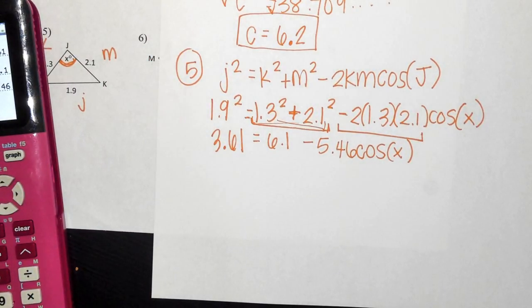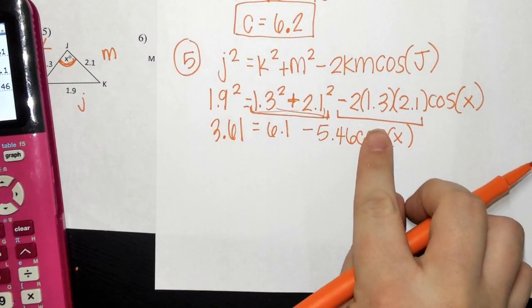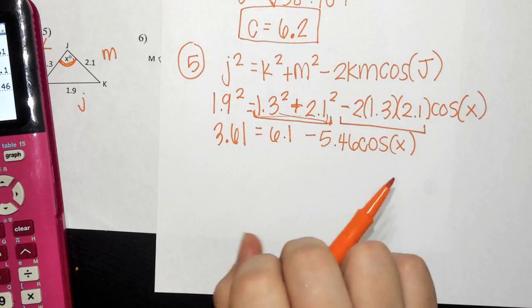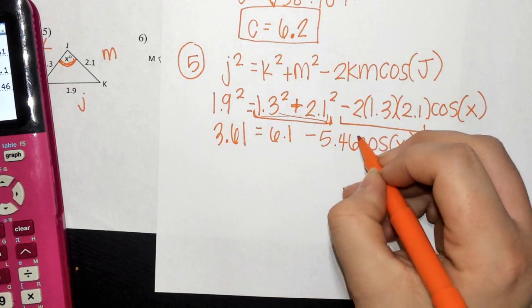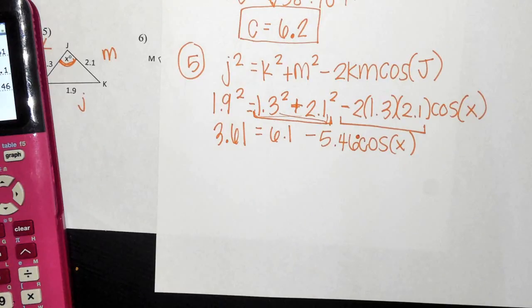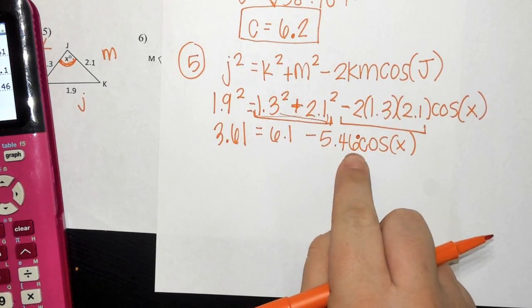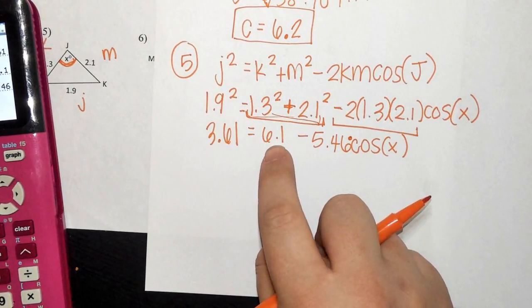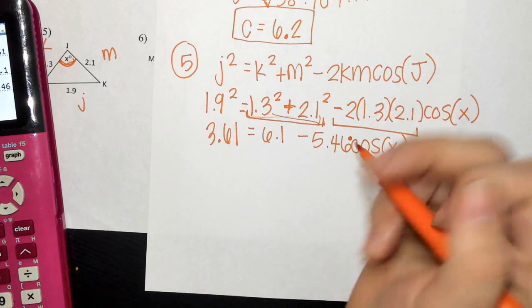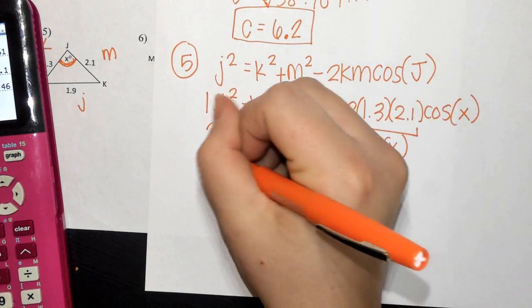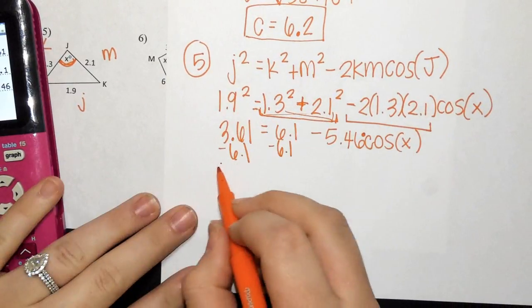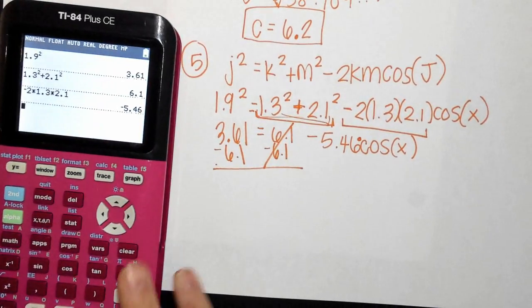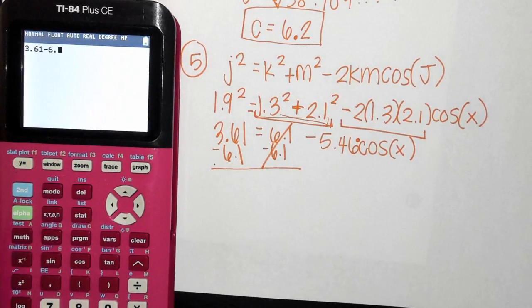All right, but pretend you're back in Algebra 1, and this is an equation that you're having to solve. This is your x. This whole thing is your x. I can't move all of this over at once because 5.46 is stuck to cosine. So to break that, we have to divide. But this right here, this is just normal. It's just addition. So to get it to the other side, we have to subtract. So subtract first. I'm subtracting this over. 3.61 minus 6.1.